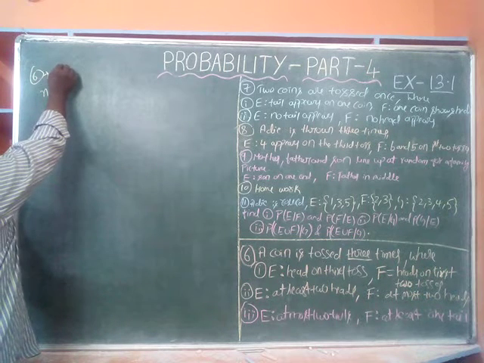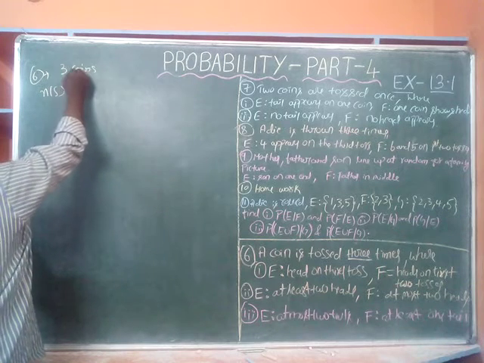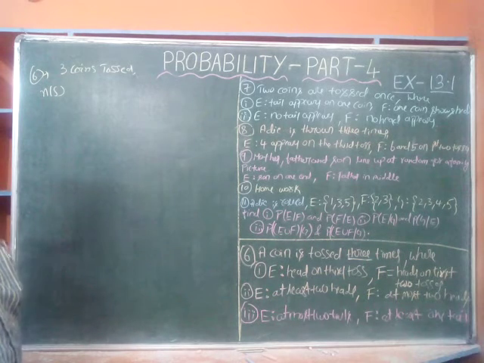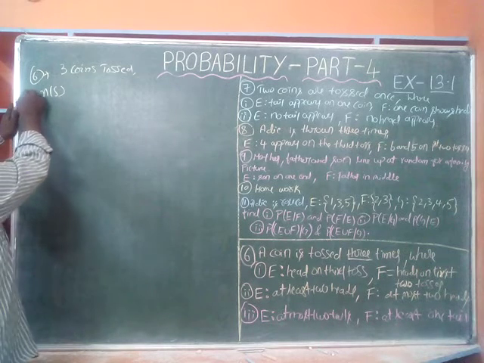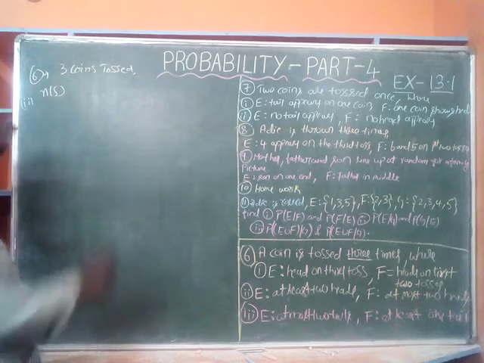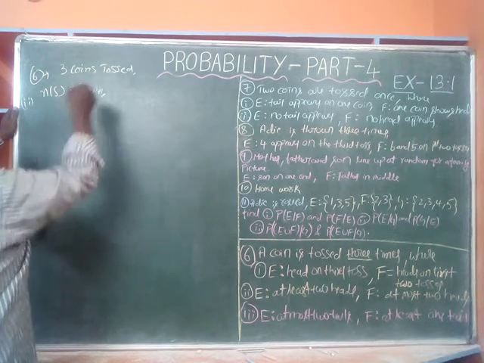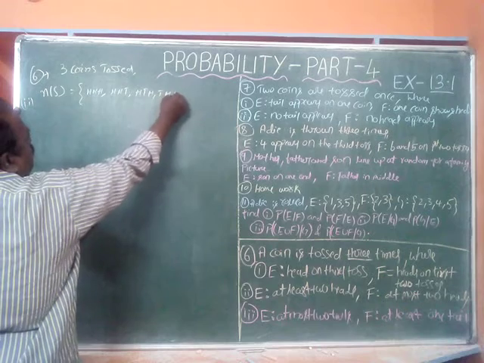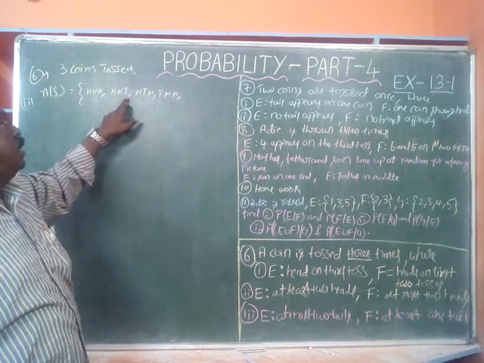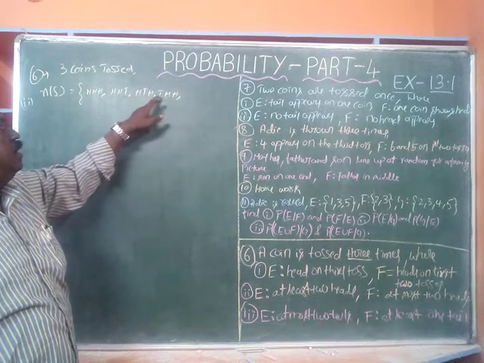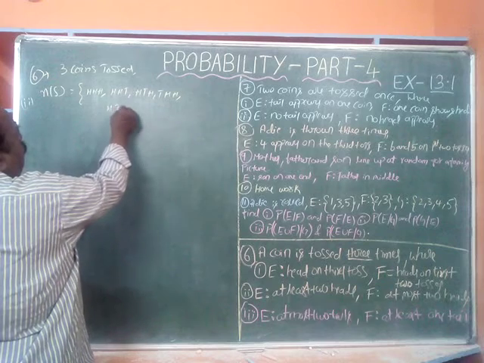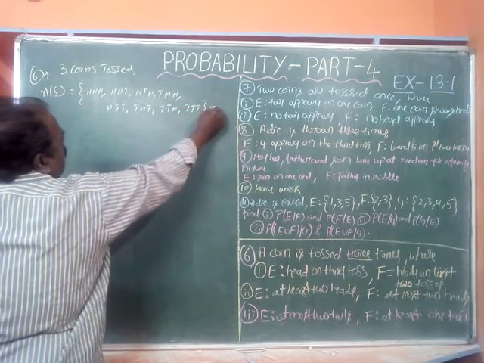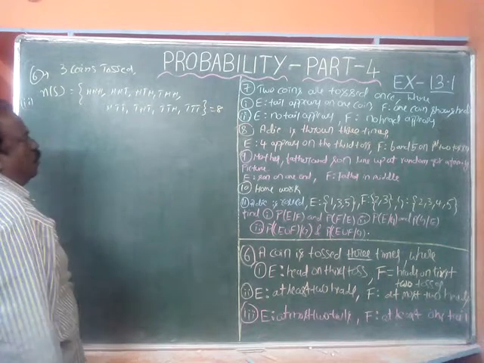N of S means three coins are tossed. When three coins are tossed, the outcomes are: three heads; two heads and one tail, which can happen in three ways, head head tail, head tail head, tail head head; similarly one head and two tails; and all tails. So the total is 8. You know it, right?